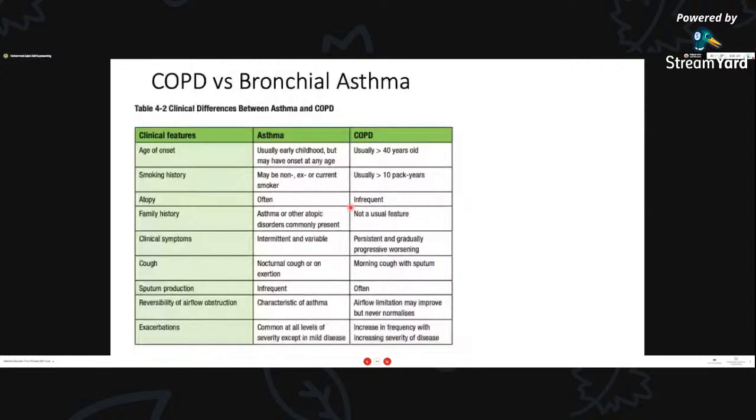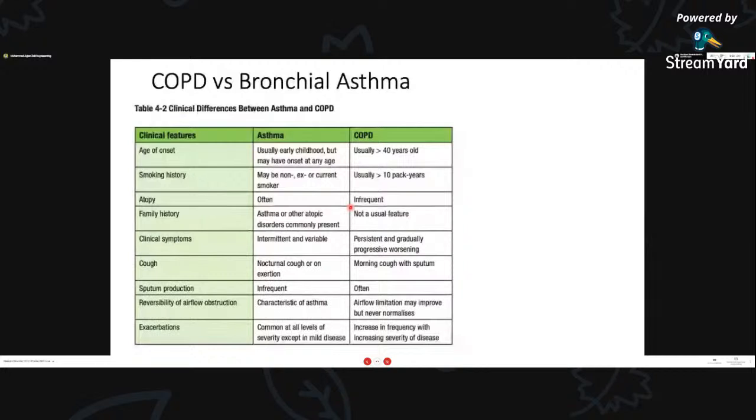And then cough. The characteristic asthma cough will be nocturnal, and sputum is usually not seen in asthmatic cough, as compared to COPD, where sputum would be a copious amount and the cough usually occurs in the morning. Reversibility of airflow is characteristic of asthma because we have the reversibility test, the post-bronchodilator test. If it is positive, it is indicative of asthma, but if it is negative, it suggests COPD. Of course, exacerbations also differ between these two conditions.